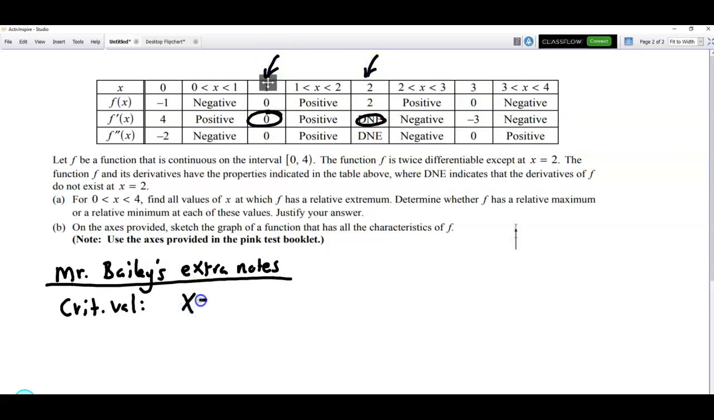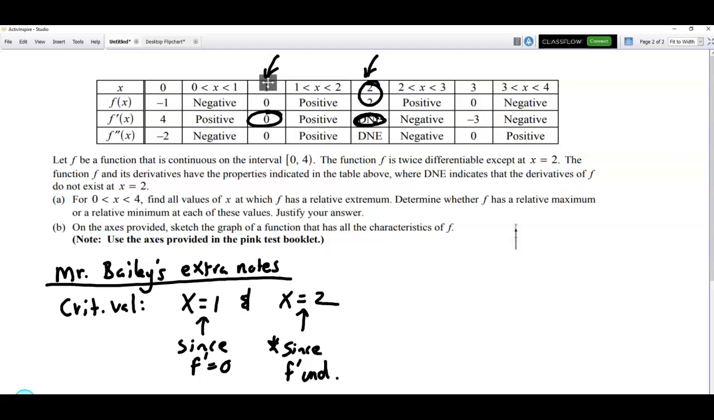So the critical values are x equals 1 and x equals 2. This is one since at that point f prime equals 0. And this is a critical value since at that point f prime is undefined. And so those are your critical values. Now technically, just so you guys know, the point has to exist also. So for instance, even though f prime is undefined, the point exists. The point is (2, 2).